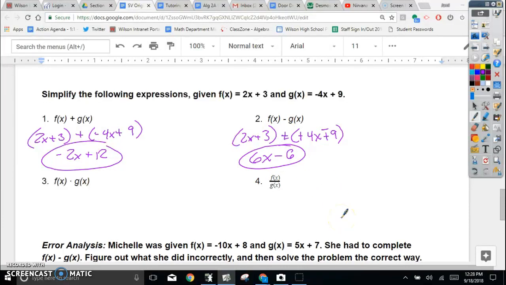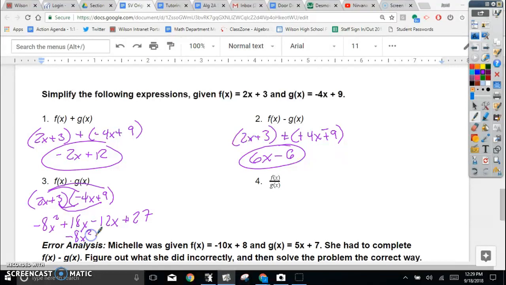All right? Coming down to f of x times g of x. So this would be 2x plus 3 times negative 4x plus 9. So if I go here, negative 8x squared, that'll be 18x, that'll be minus 12x, and there will be 27. So if I combine like terms, negative 8x squared plus 6x plus 27. 18x minus 12x gives me that 6x.